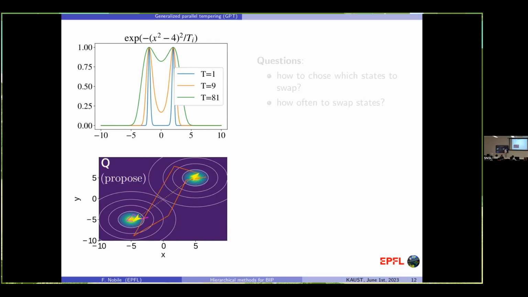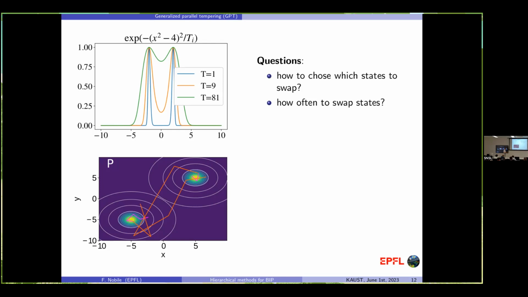So here again, this is some graphical. The purple chain here is trapped in this mode. The orange chain can move much wider, and then when I swap, I might have some chance that the purple chain now visits also the other mode. Of course, the question is when should we swap those states?